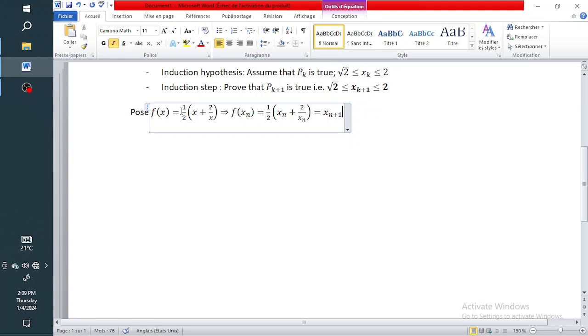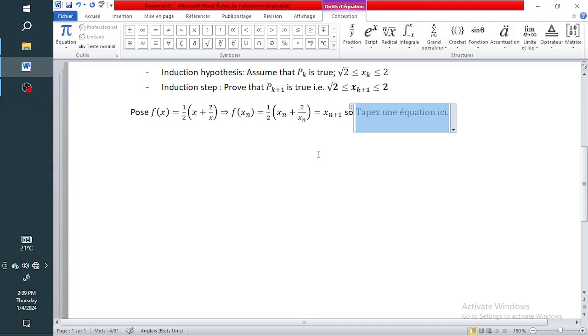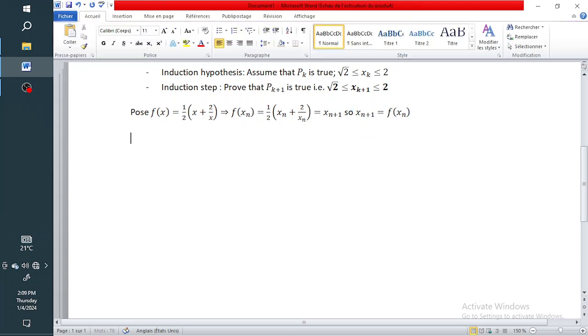So we have created a relationship between the function we have found, or the function we are using, and the n plus 1 term of the sequence. So we have that the n plus 1 term of the sequence is f of the x n term of the sequence. Now I'm going to tell you why I did this.